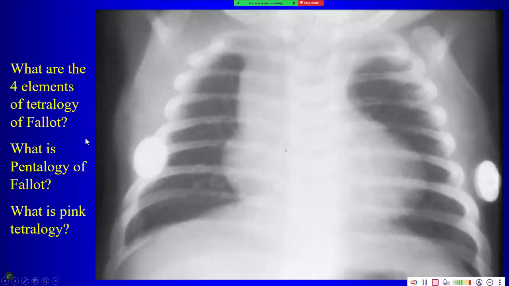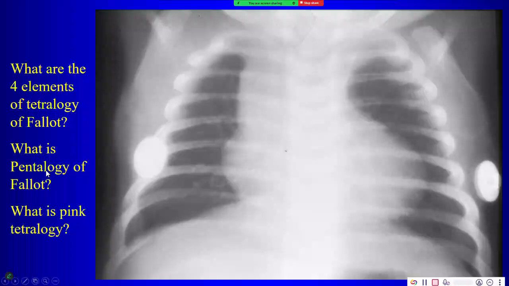Okay. So, what are the four elements of tetralogy of Fallot? We just kind of went through them. What are they? List them, please. Infundibular pulmonic stenosis. So stenosis of the outflow tract of the right ventricle. What else? Overriding aorta. Yes. It overrides what? Right. So that's three things you've covered so far. So the fourth thing is right ventricular hypertrophy. Right. Those are the four elements of tetralogy of Fallot.